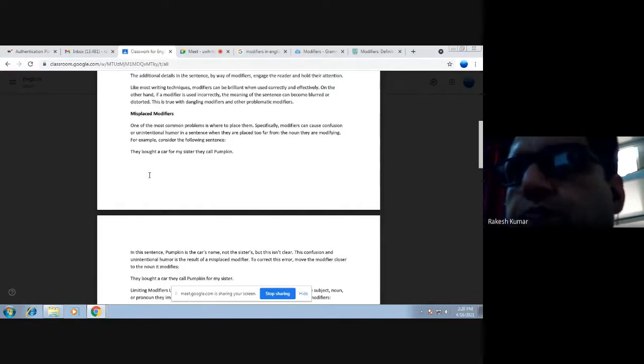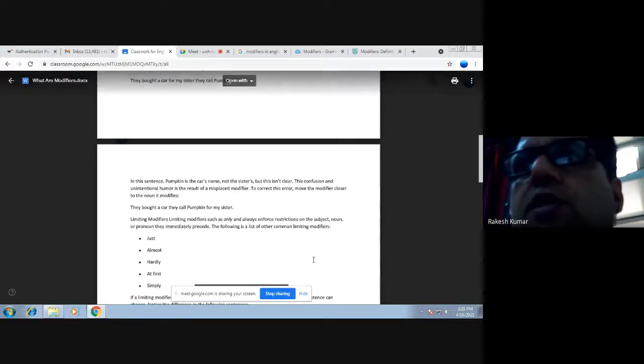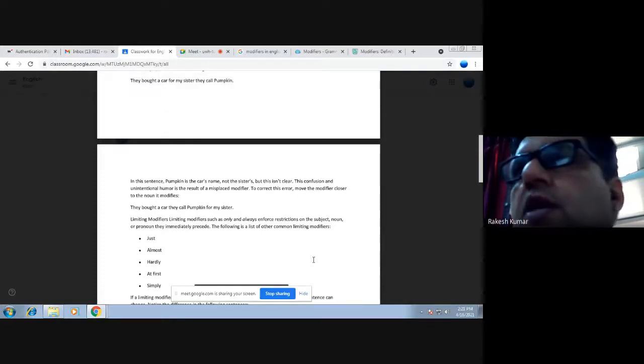So in this sentence, pumpkin is the car's name, not the sister's, but this isn't clear. This confusion and unintentional humor is the result of a misplaced modifier. To correct this error, move the modifier closer to the noun it modifies. They bought a car they called pumpkin for my sister.